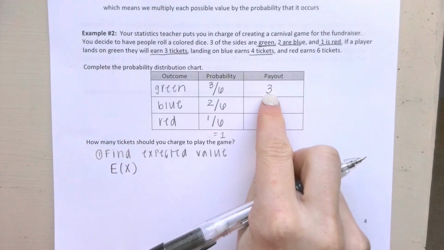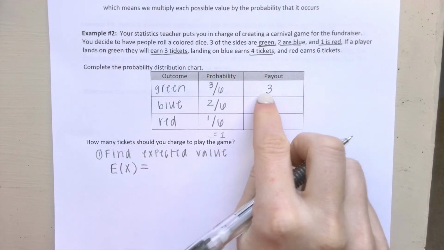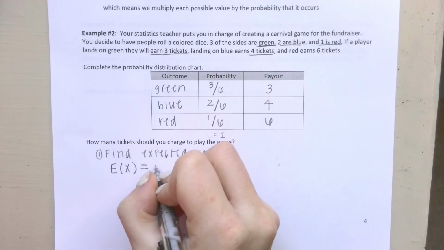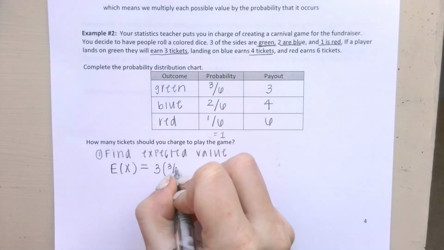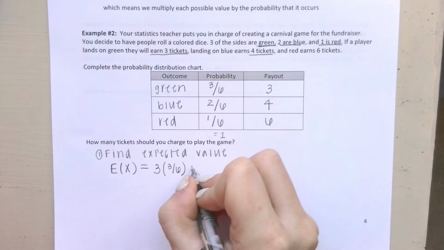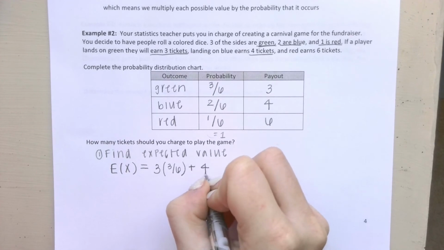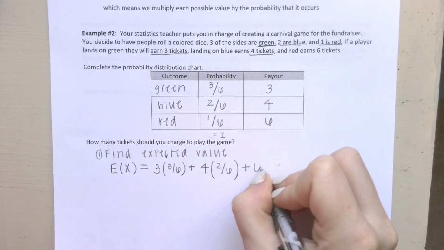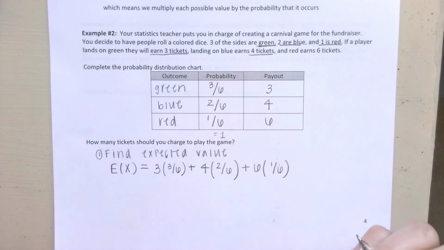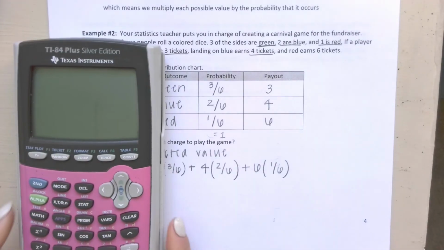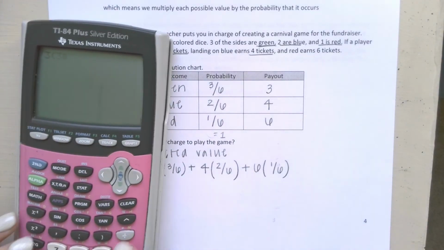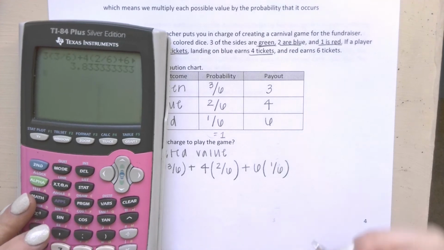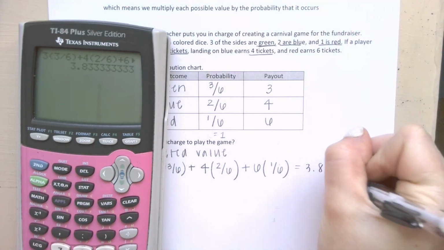What we're going to do is take each payout and multiply it by the probability of that payout occurring. So I'm going to take 3, that's one of my options. There was a 3 out of 6 chance that we win 3 tickets. We're going to add it to the next option. So the next is that I win 4 tickets, and I have 2 out of 6, plus 6 tickets, 1 out of 6. We're going to go ahead and type this into our calculator. And we get 3.83.